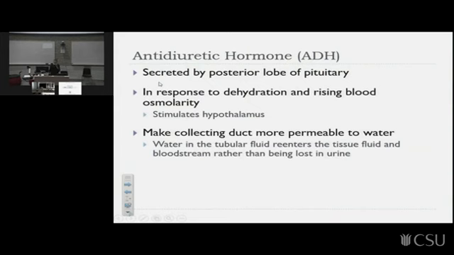Antidiuretic hormone is secreted by the posterior lobe of the pituitary, and this is released in response to dehydration and raising osmolarity, which stimulates the hypothalamus. The hypothalamus then acts on the posterior pituitary to release the antidiuretic hormone. So this makes the collecting duct more permeable to water, where water in the tubular fluid re-enters the tissue and the bloodstream rather than being lost in the urine.